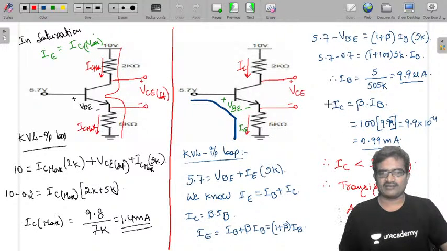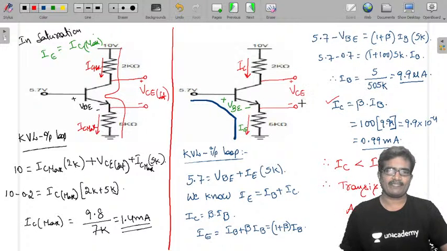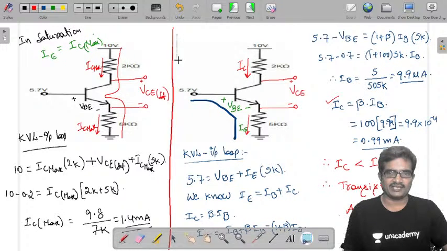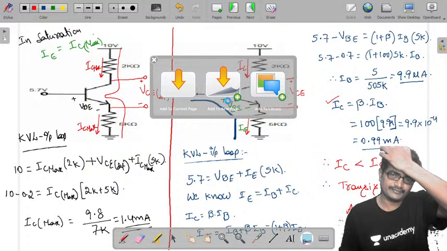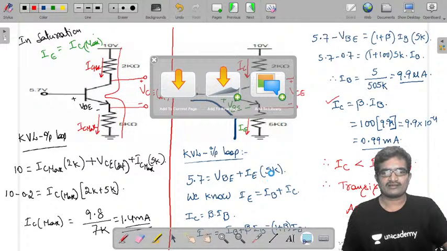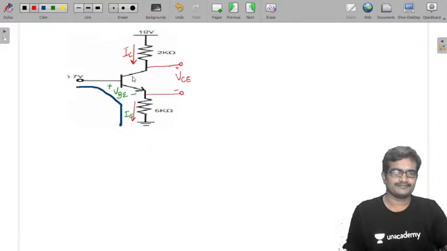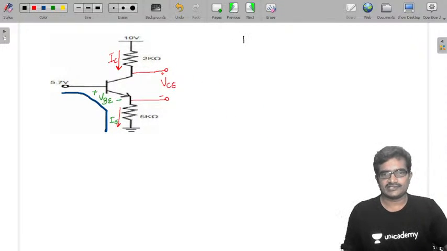After this, IC is calculated. Now we need to calculate IE as well as VCE, because our intention is to calculate the operating point also. For that I am copying this circuit to apply KVL to the output loop. Now see, just before we calculated IC, that is 0.99 milliamperes.